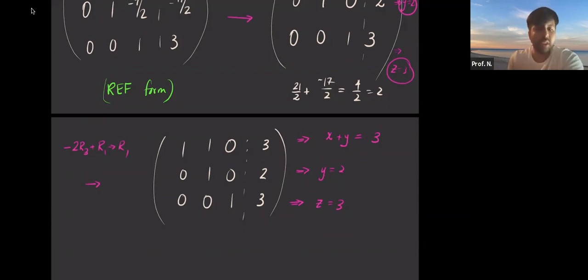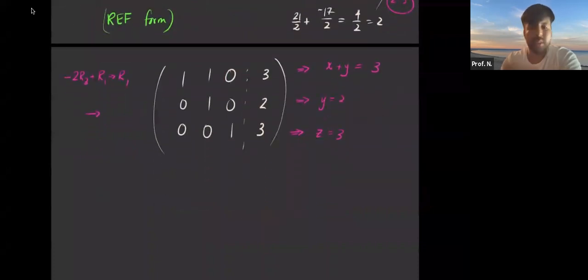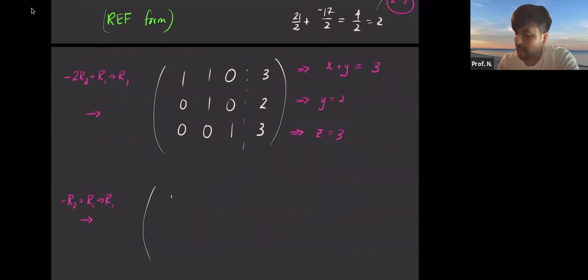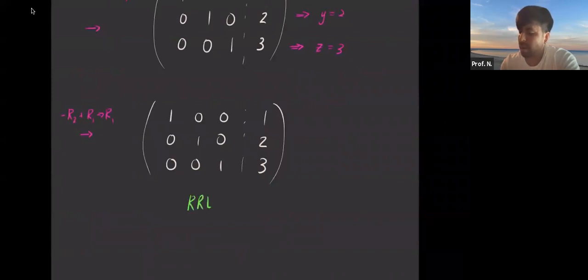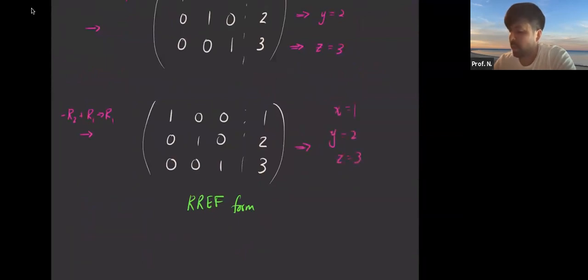But it's not in row reduced echelon form because this 1 here is still not a 0. So one more step and we're done. The last step is -1 or negative R2 plus R1. You go into R1. And when you do that, what happens? I get 1, 0, 0, 1, 0, 1, 0, 2, 0, 0, 1, 3. And this is in what form? This is in RREF form. What information do I get from this? I get the solution. x equals 1, y equals 2, and z equals 3.